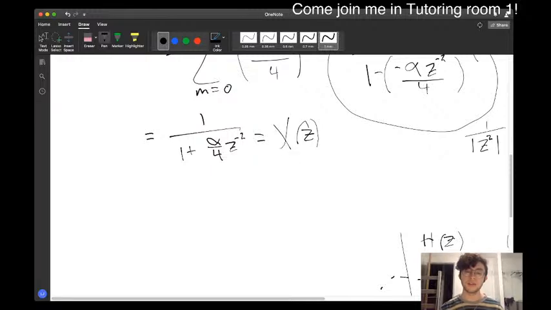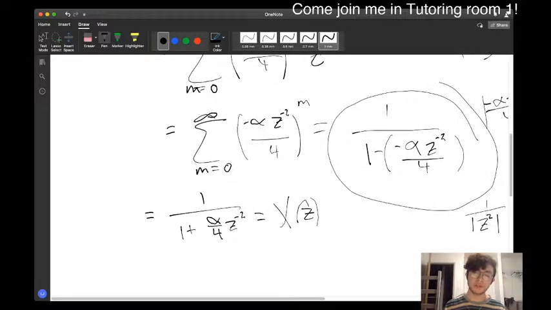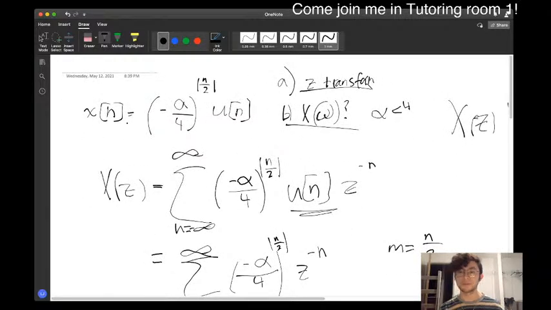And yeah, that's it. That's our signal. That's our system function, our transfer function, our z transform. So that's the idea. So we got both of those down.